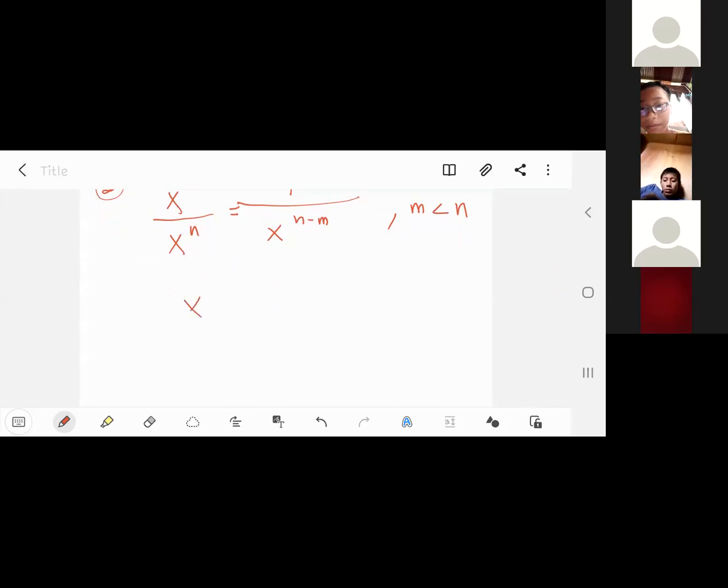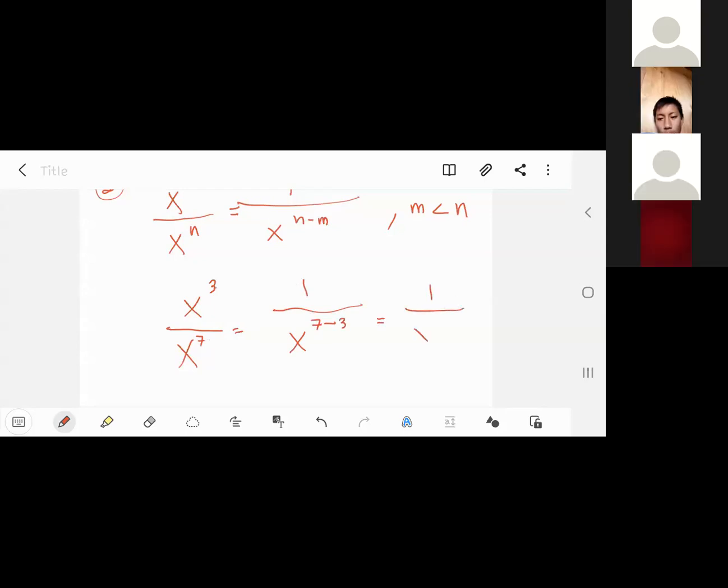We have x to the power of 3 over, or divide, x to the power of 7. Sinong mas malaki? Numerator or denominator? Denominator. So we will be applying rule number 2. So 1 over x to the power of 7, which is your n, minus your m, which is your 3. Therefore, your final answer is 1 over x to the power of 4. Do you get it? Yes, ma'am.